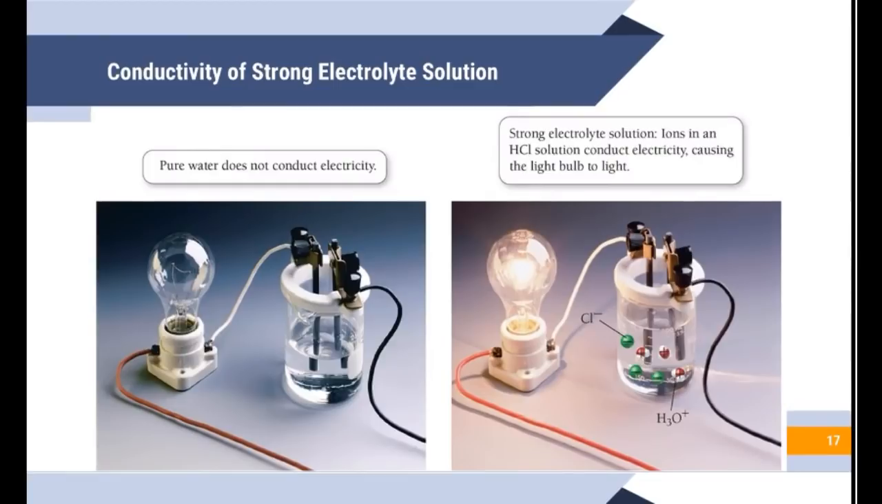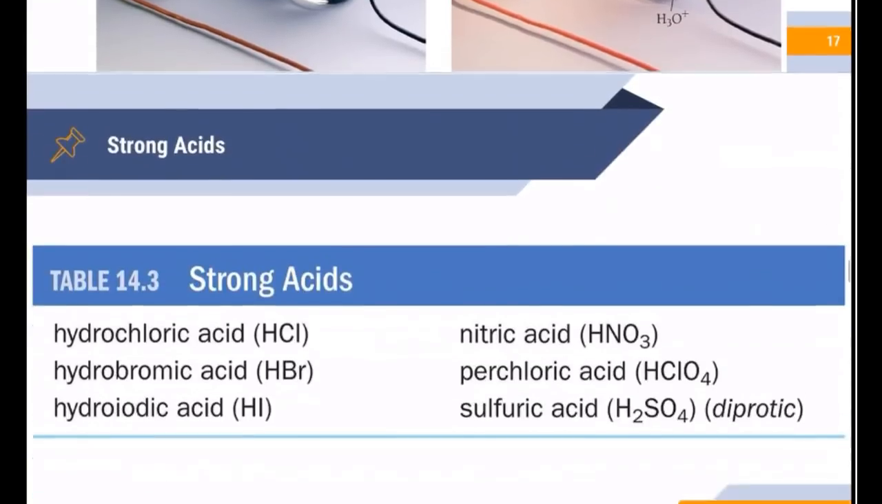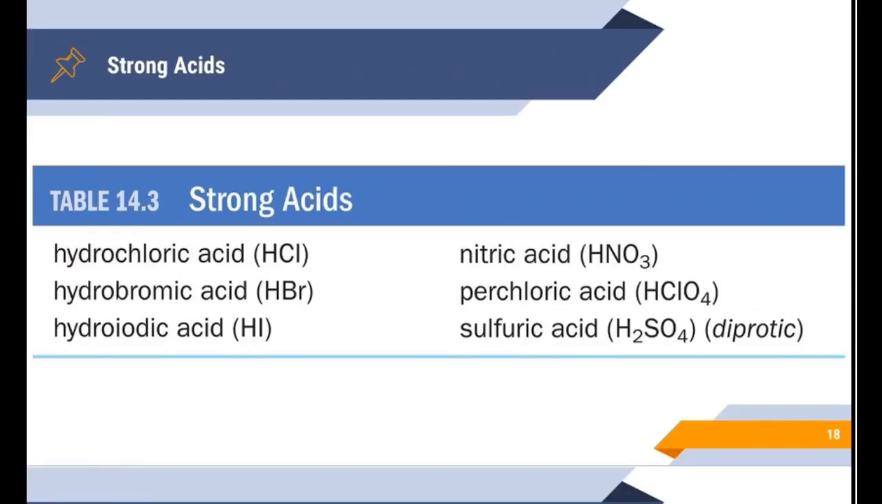So if I make a lot of ions, I'm going to be a strong electrolyte, right? Because electrolytes need to conduct electricity. And so if I get a lot of ions hanging out in solution, I'm going to be a strong electrolyte. So strong acids are strong electrolytes because they create a whole bunch of ions. Here's a list of strong acids. These are 6 strong acids that you need to memorize. Any other acid is weak.